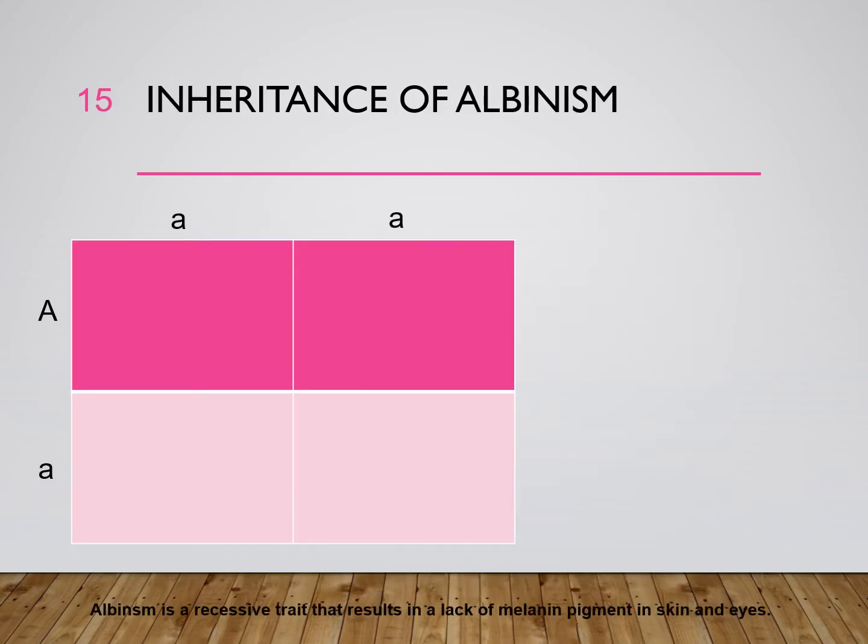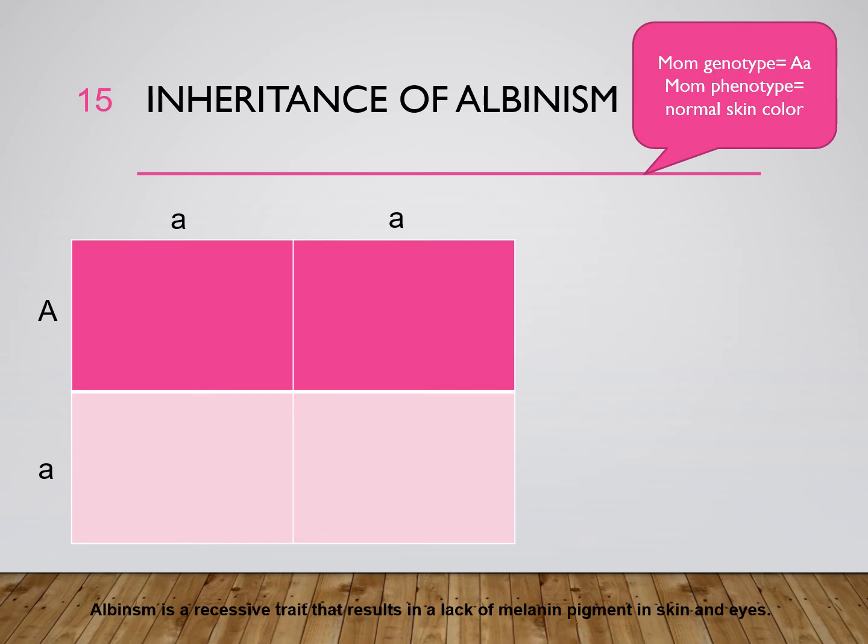Okay, as promised, I'm going to walk you through one of these Punnett squares. And what we're using here is albinism. And albinism is a recessive trait, so it is going to be represented by lowercase a. And albinism is a lack of melanin pigment in the skin and eyes. So we're going to look at mom's genotype and phenotype, dad's genotype and phenotype, and then what the offspring's genotype and phenotype are going to be. Okay, so here we go.